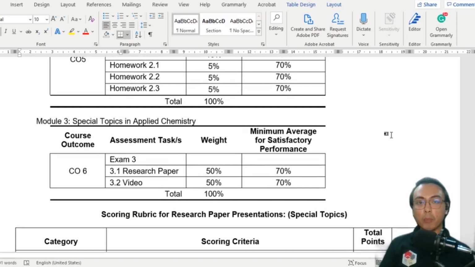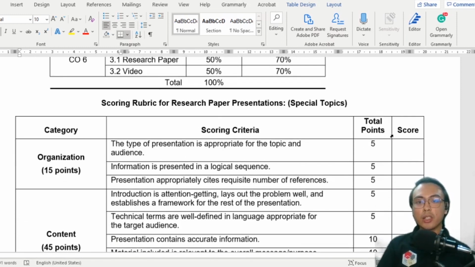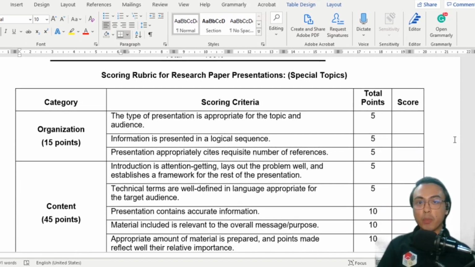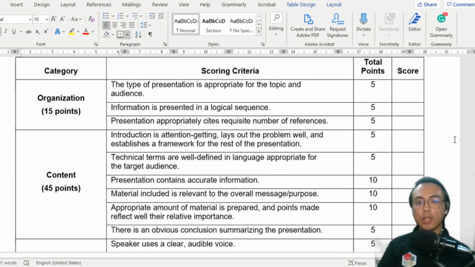For module 3, you will be graded on 2 criteria. That's the research paper and your presentation video. They are 50% each. Okay? This is the scoring rubric for your research paper presentation. This is for module 3. So please read this on your own time. I will be uploading a copy of our syllabus.